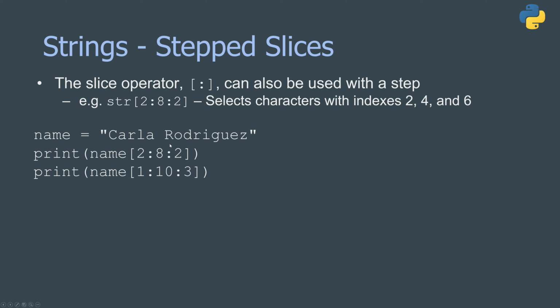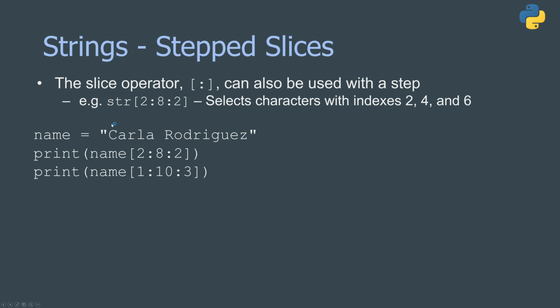So in this case, we've got the same string, Carlos Rodriguez, and then we've got name from index 2 inclusive to index 8 exclusive, taking a step size of 2. Okay, so this is a little bit confusing, so bear with me here. Let's walk through a couple of examples to see how this works.